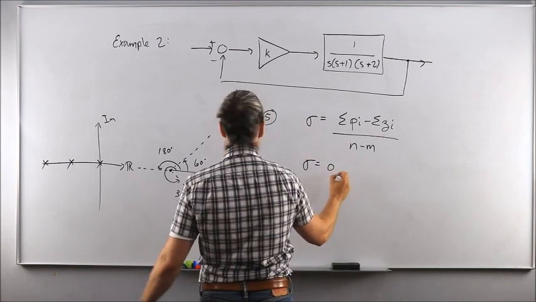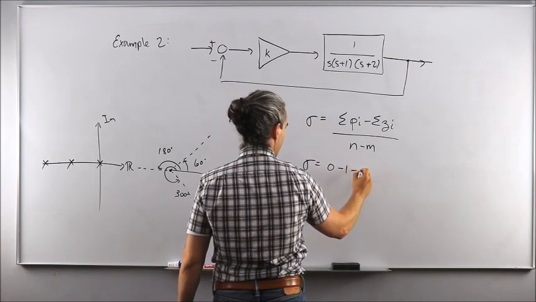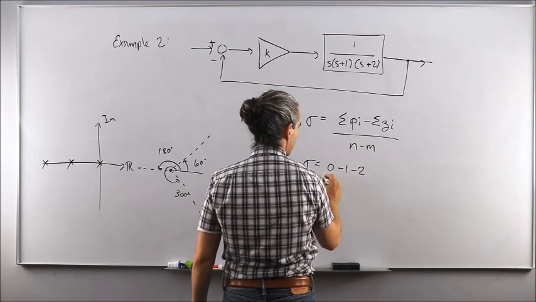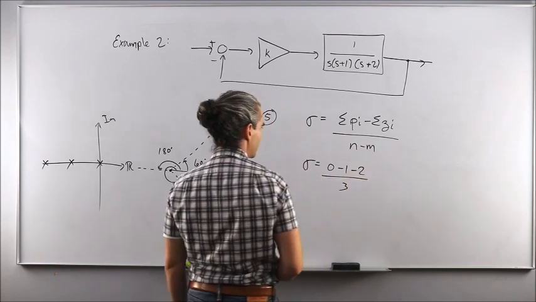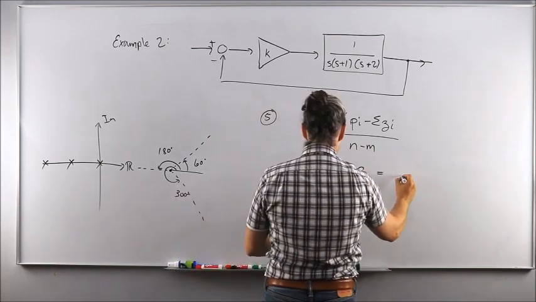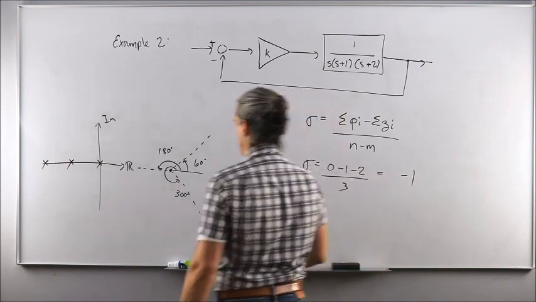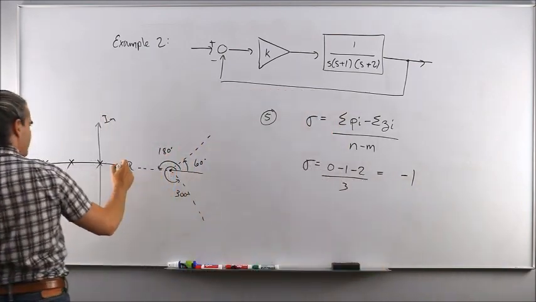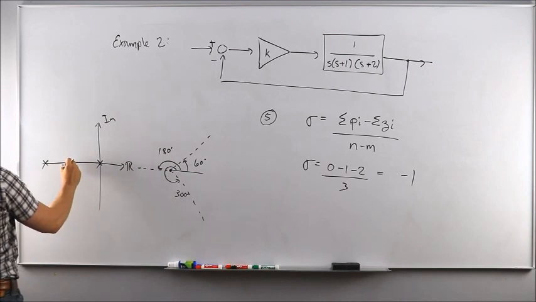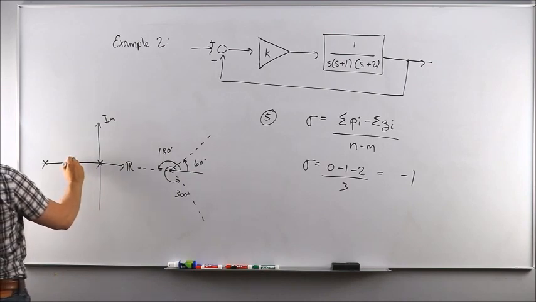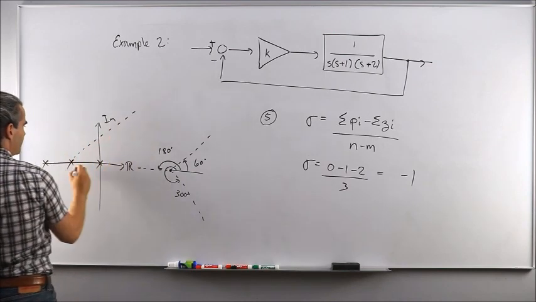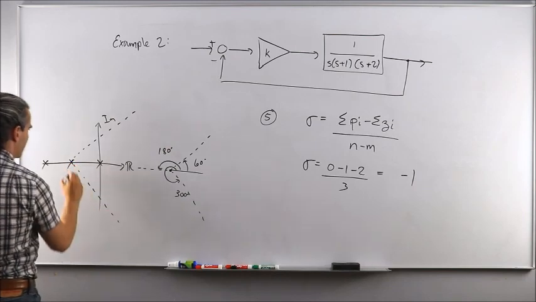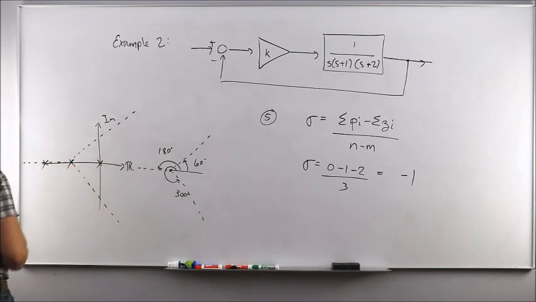I've got 3 poles: 0, plus minus 1, so minus 1, plus minus 2, so minus 2. I've got no zeros. And this is 3, so then that will be minus 1. So those 3 asymptotes all intersect the real axis exactly at this pole here, which was at minus 1. So let me prepare them like this.